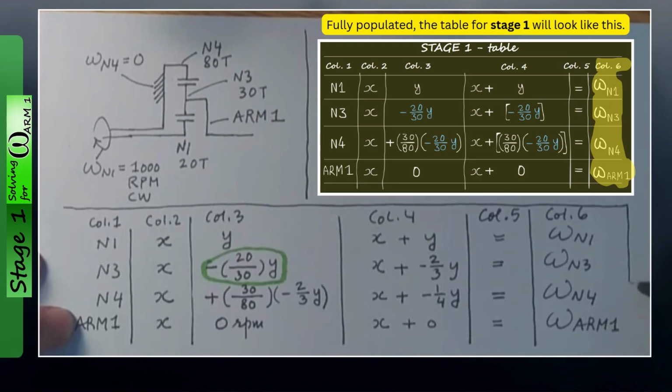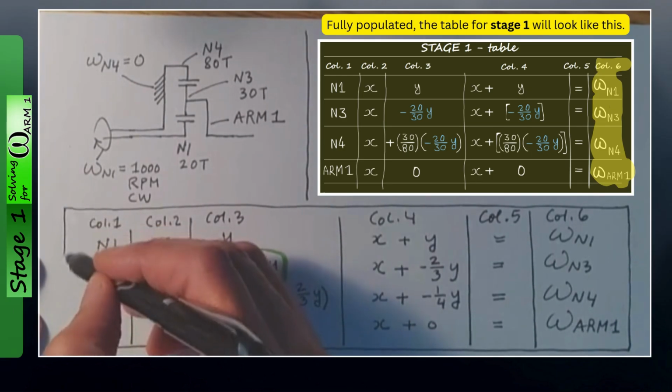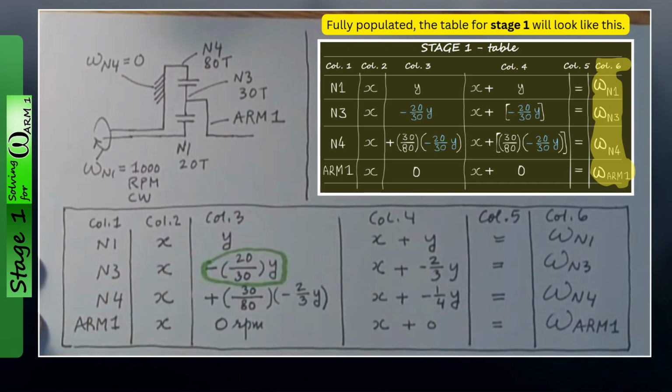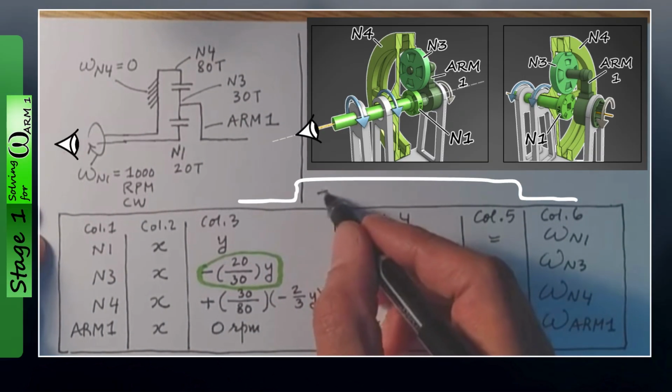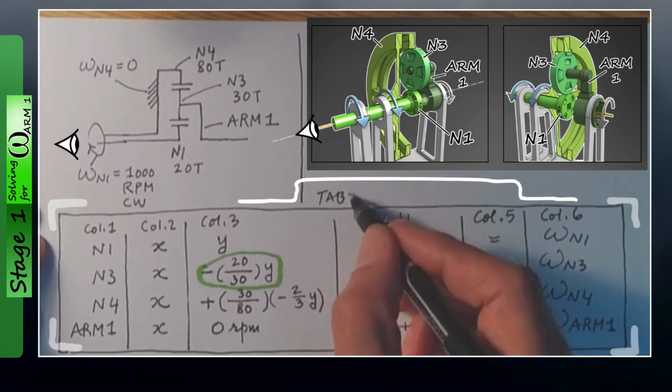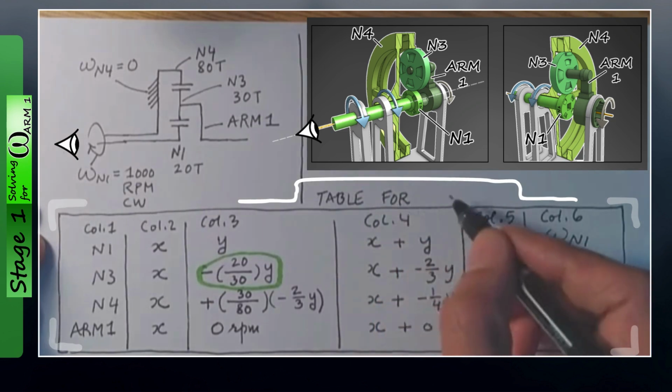And this completes our table. We have now fully populated the table for stage 1. So let me write it here. Table for stage 1.